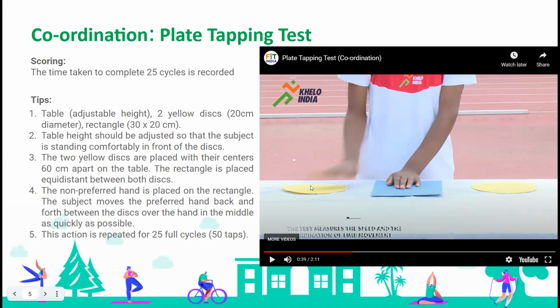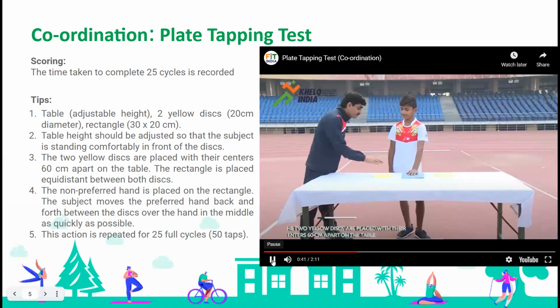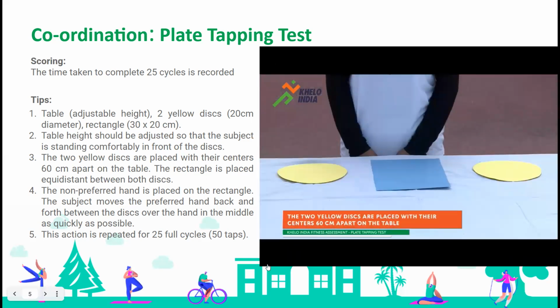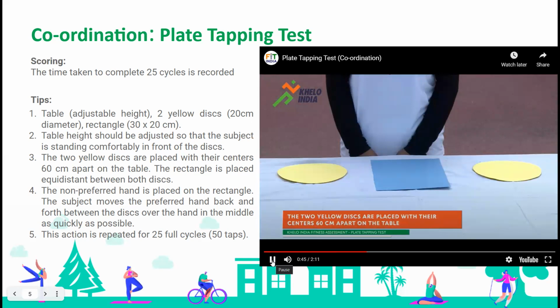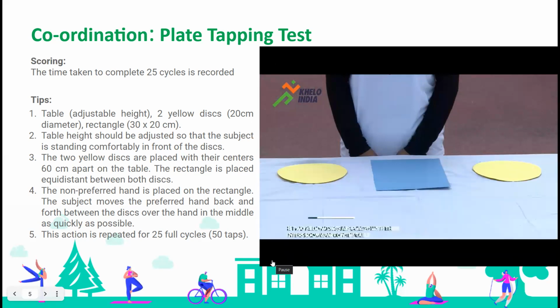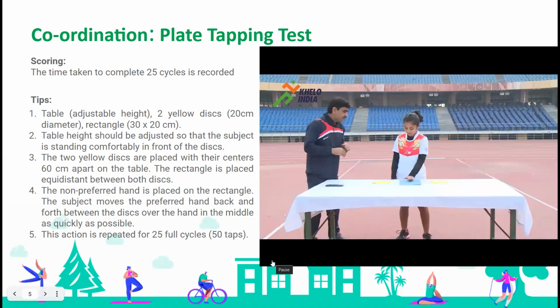So I have to do 25 cycles. So let's look at it. One table, two yellow discs of 20 cm diameter and one rectangular sheet of 30 by 20 cm size are needed to perform this test.